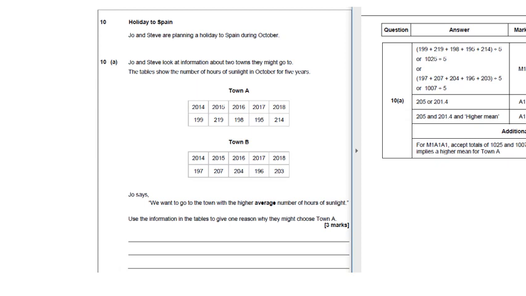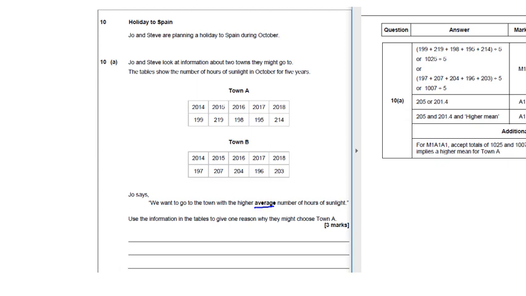Holiday to Spain. So question 10. Joe and Steve are planning a holiday to Spain during October. Joe and Steve look at the information on 2 towns they might go to. The table shows the number of hours of sunlight in October for 5 years. Joe says we want to go to the town with the highest average number of hours of sunlight. Use the information to say which one.